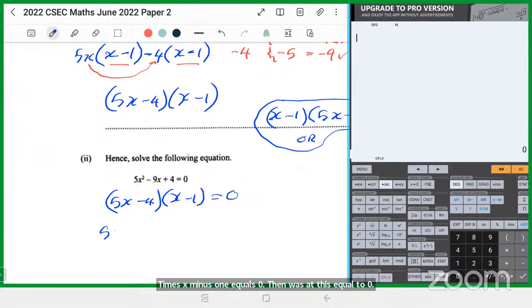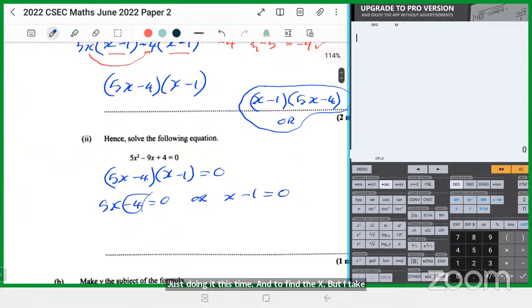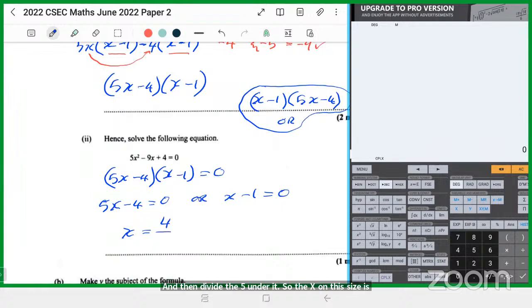Let's write it out. The 5x minus 4 equal to 0, or the x minus 1 equal to 0. I don't need to write this, but just doing it this time. Then to find the x, I'm going to take the negative 4, carry it over, it becomes positive, and then divide by the 5. So the x on this side is going to become positive 4 over 5. Or in this case, I want to make x the subject, you transpose the negative 1, becomes a positive 1, x equals 1. So those are your two roots for that.